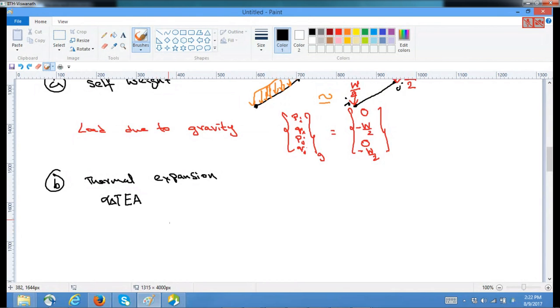The force field because of thermal expansion is of minus C, minus S, plus C, plus S, times E alpha A delta T. Delta T is the increase in temperature from the reference temperature. So this is due to the thermal expansion.